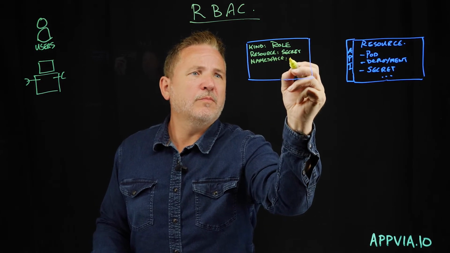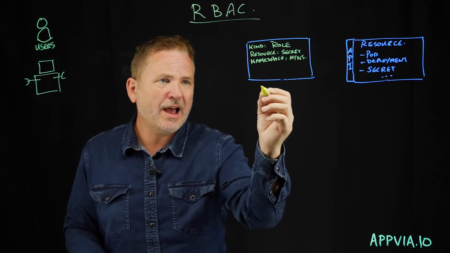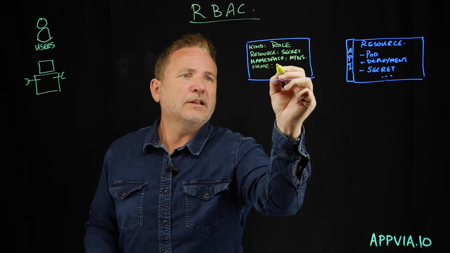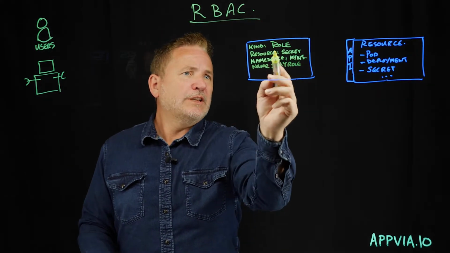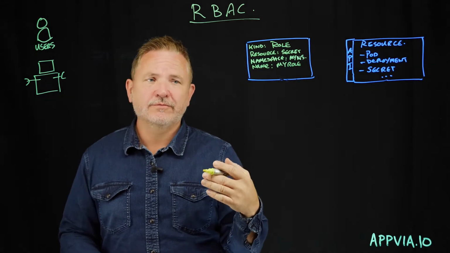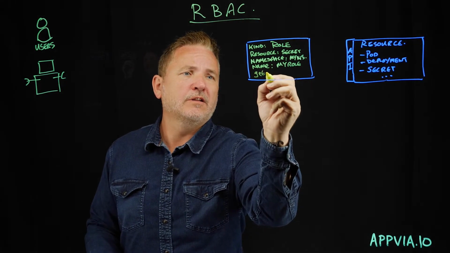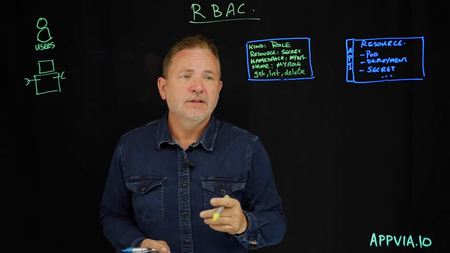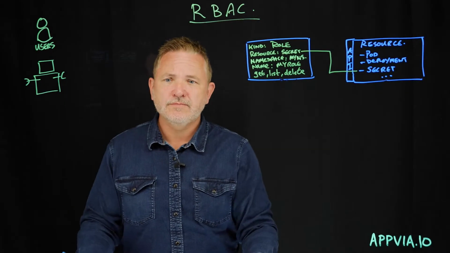Let's give it a name, so my namespace, INS. And we'll have a name for this actual role. Let's call this my role. So we're saying here that our resource that we're protecting is the secrets resource, and we'll have a list of verbs that someone who has this role can do with that resource. So it'll be get, list, delete, etc. So I've now created a role which will give access to secrets.